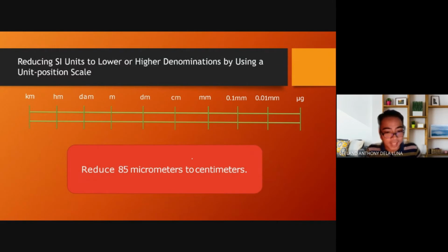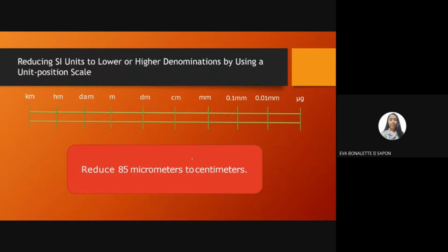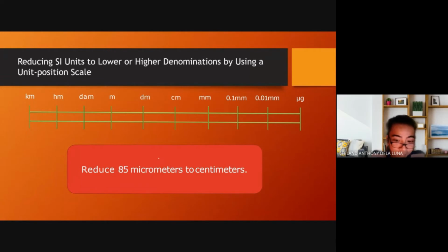Okay, what about this one, class? Feeling ko kaya-kaya nyo na to. Reduce 85 micrometers to centimeters. Yun, Miss Sorima ulit. Ay, iba naman. Sorry, sino pa yung isa? May nag-raise pa ng isang hand. Okay, Miss Sapon? 0.85 centimeters. Okay, very good. So you get here, class, 0.85 centimeters. Okay? So na-guess nyo na ba kung paano nakuha to?